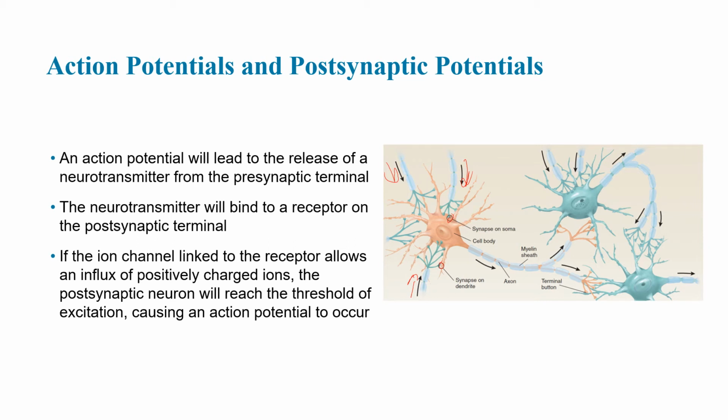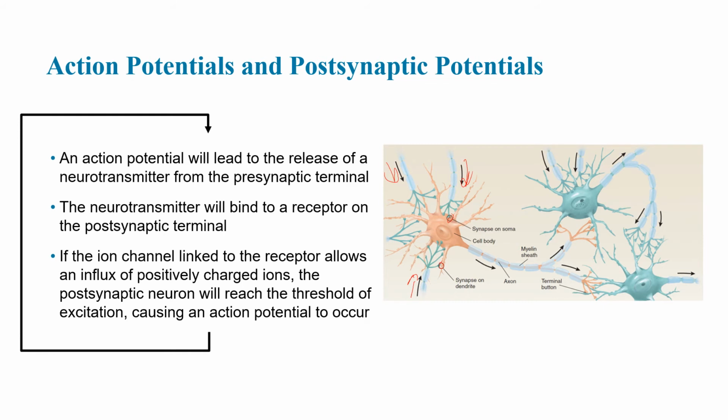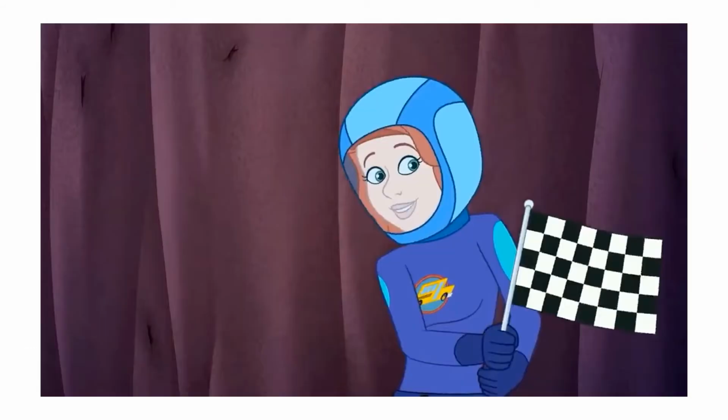Let's say it is causing an influx of positively charged ions. Let's say the neurotransmitter that's released binds to channels that open up and allow sodium into the neuron. So there's an influx of these positively charged ions. The postsynaptic neuron will then reach the threshold of excitation, causing an action potential to occur, which then leads us back to the beginning, but now in the next neurons. I hope that makes sense. It's basically a repeating process that occurs. Actually, let's watch a video from Magic School Bus.